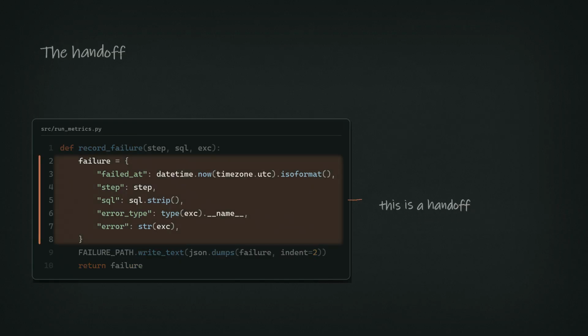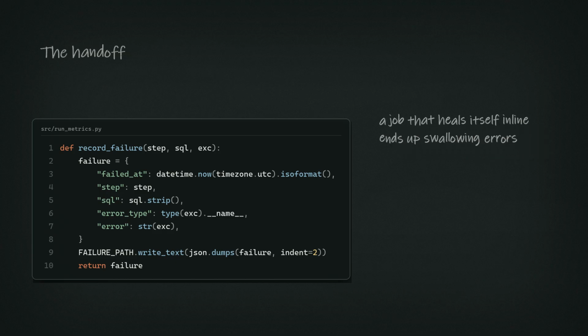And look at what is not in that file. There is no guess at the cause, and there is nothing from your environment. Whatever picks this up gets the facts and nothing else. A job that tries to heal itself inline ends up swallowing errors. A job that writes a clean handoff can have anything on the other end of it. An agent, a Slack message, or a human at 9 in the morning.